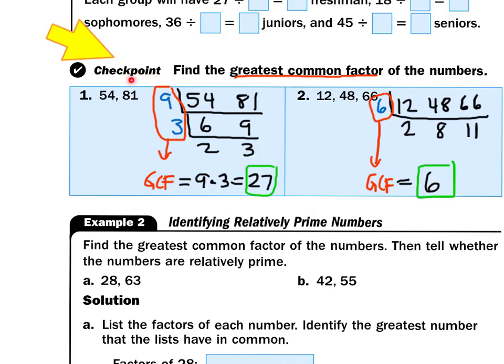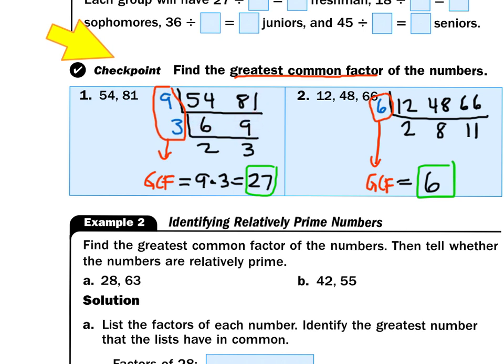Okay, so take a look at this checkpoint. Find the greatest common factor, the GCF, of the numbers 54 and 81. So I wrote 54 and 81, and then I did my upside down division. Now, I knew 9 went into both of those numbers because 5 plus 4 is 9, and 8 plus 1 is 9, so I knew 9 would work. So I divided by 9. 54 divided by 9 left me with 6, and 81 divided by 9 leaves me with 9.